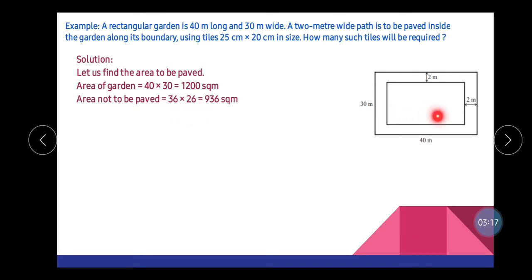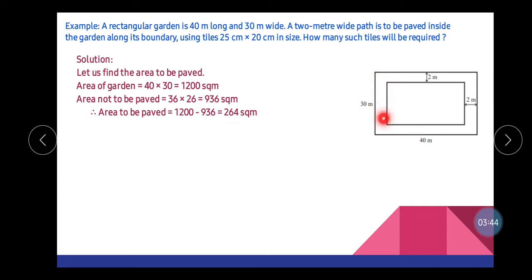The length we found as 36 and the breadth we found as 26. Multiplying both we get 936 square meter. Now area to be paved, this part. So we will do area of garden minus area not to be paved, that is 1200 minus 936. We get 264 square meter.